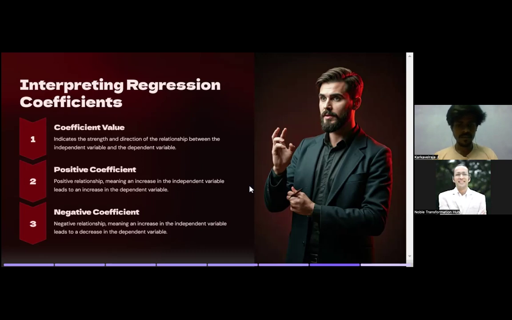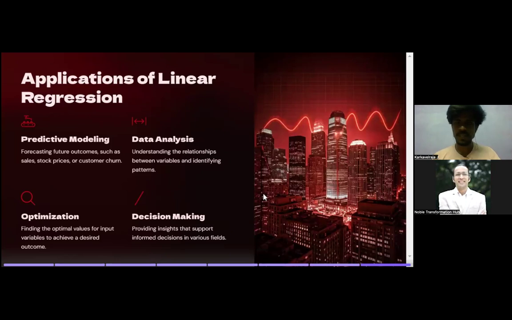So what are the applications of linear regression? We have just listed some of the applications. First is predictive modeling. It forecasts future outcomes such as sales, stock price, and customer churn. It is a prediction model. Whenever you give the data, it is going to give continuous values, because linear regression comes under the category of regression, which means it gives continuous values. It is under supervised learning, which we already know.